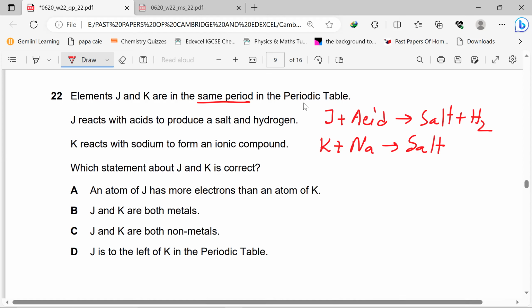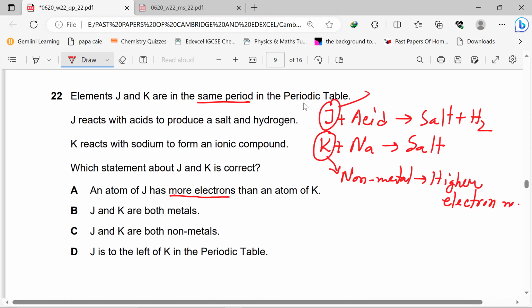An atom of J has more electrons than an atom of K. So J must be a metal, right? And K must be a non-metal, because a non-metal reacts with a metal, sodium, to form a salt. Since they are in the same period, the non-metal has the higher number of electrons, right? So does an atom of J have more electrons? No, it has fewer electrons, because J is a metal for sure.